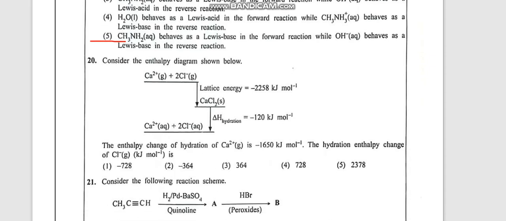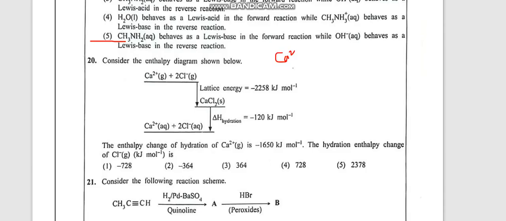Let's quickly finish the 20th question. Consider the enthalpy diagram shown below. The enthalpy change of hydration of Ca2 plus gas is minus 1650 kilojoule per mole. The hydration enthalpy of Cl minus gas we have to find. Now I feel like making a thermochemical cycle would be easier for this.